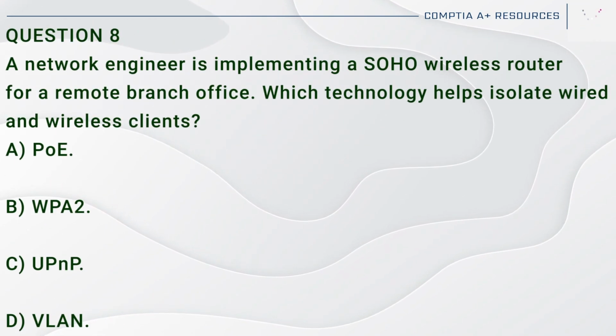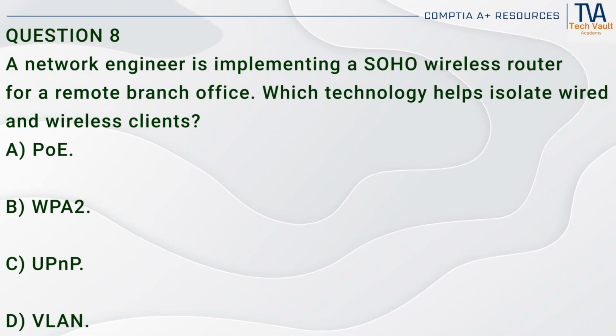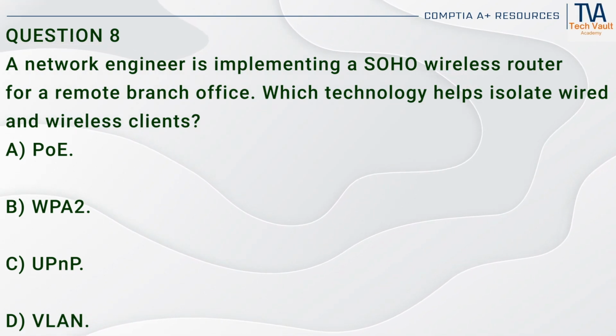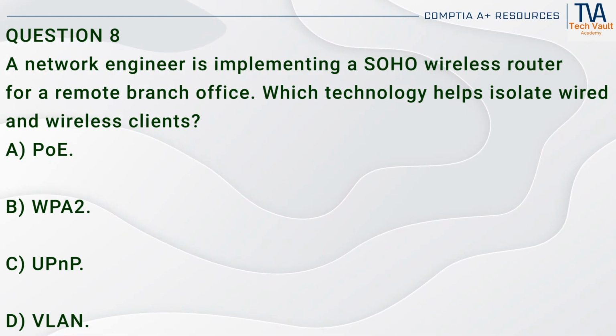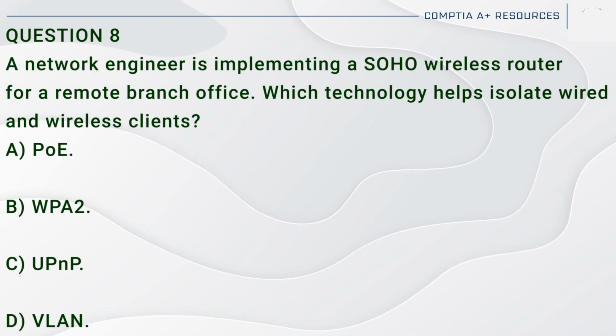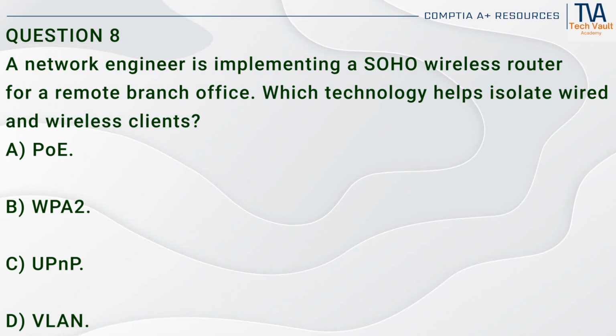Question 8. A network engineer is implementing a SOHO wireless router for a remote branch office. Which technology helps isolate wired and wireless clients? A, PoE. B, WPA2. C, UPnP. D, VLAN.